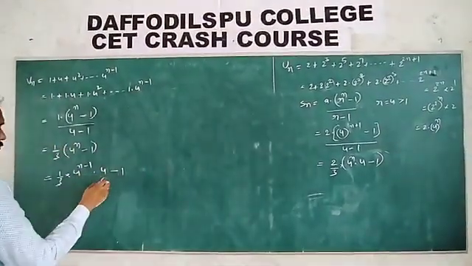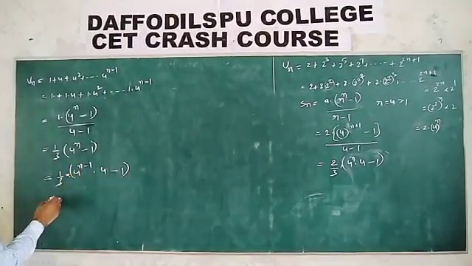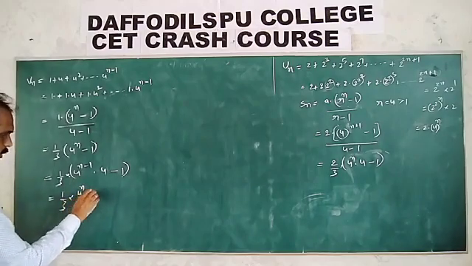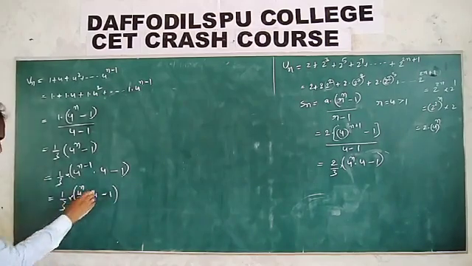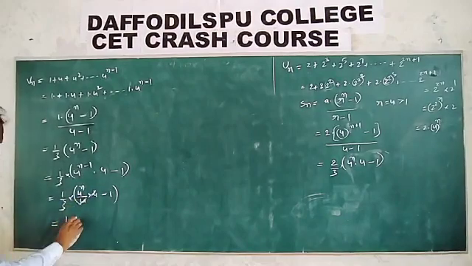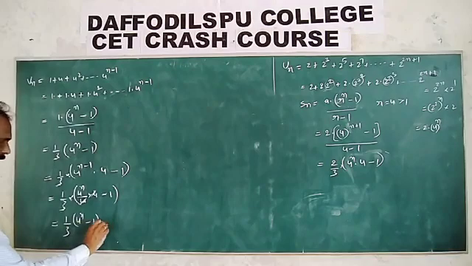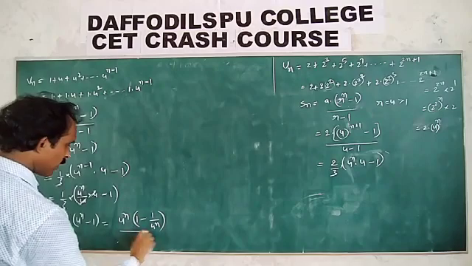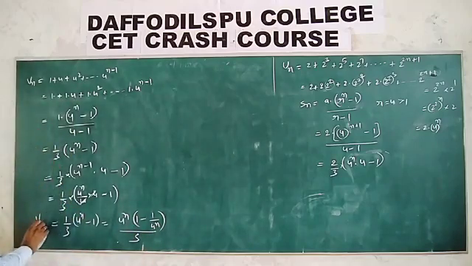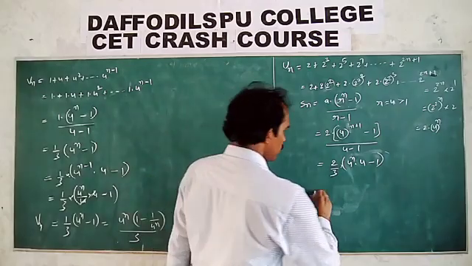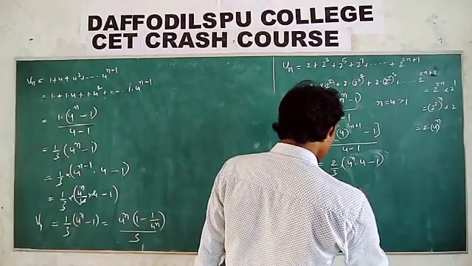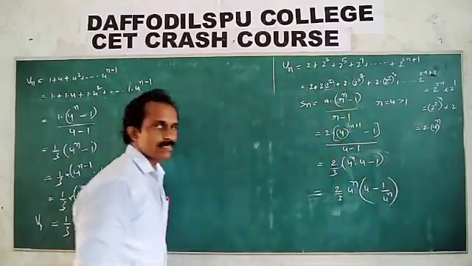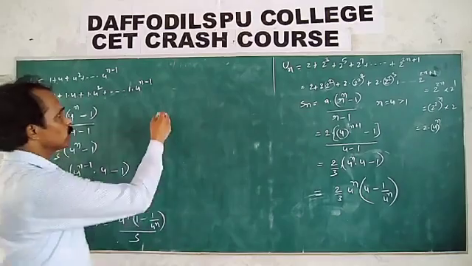From this, what to take common? This value is equal to 1 by 3, 4 power n by 4 into 4 minus 1. The 4 cancels, so 1 by 3, 4 power n minus 1. In this, take 4 power n common: 1 minus 1 by 4 power n, divided by 3. This is Vn. Here, 2 by 3, 4 power n common, 4 minus 1 by 4 power n.